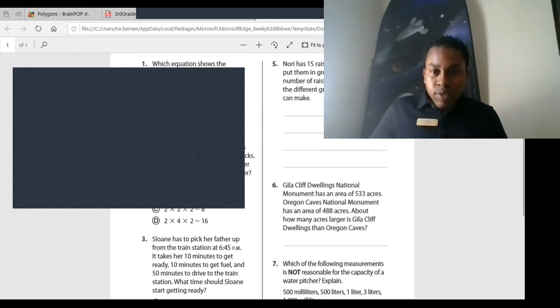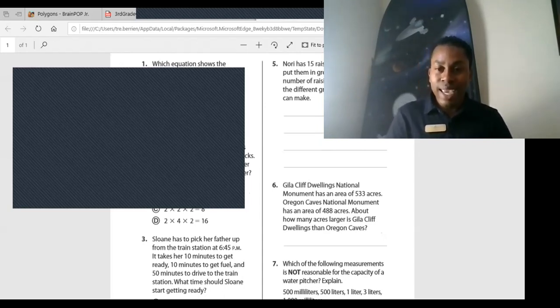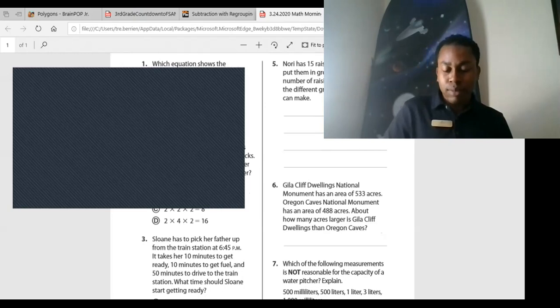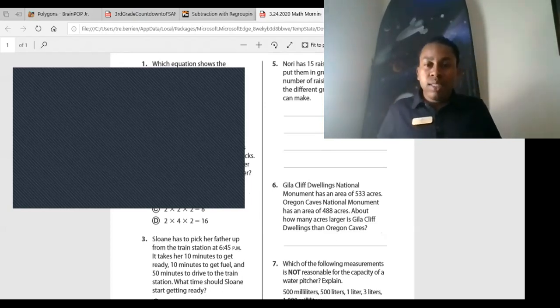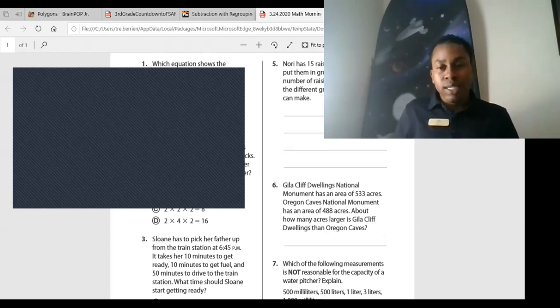It says Gila Cliff Dwellings National Monument has an area of 533 acres. Oregon Caves National Monument has an area of 488 acres. About how many acres larger is Gila Cliff Dwellings than Oregon Caves, okay? Now, we have to think about the information that we need. And the first thing that we're going to do is we are simply going to subtract, because it says about how many acres larger is Gila Cliff Dwellings than Oregon Caves.